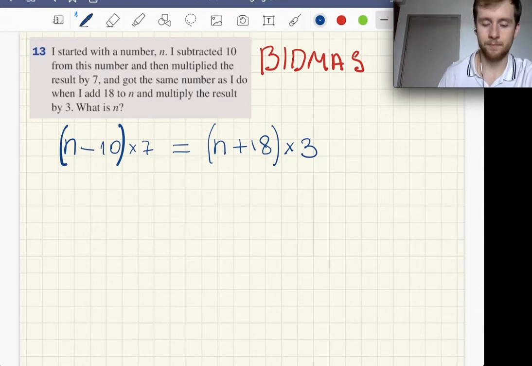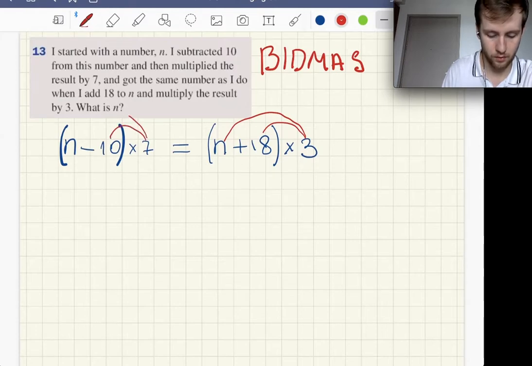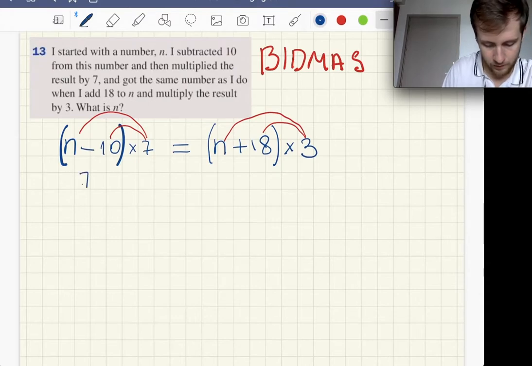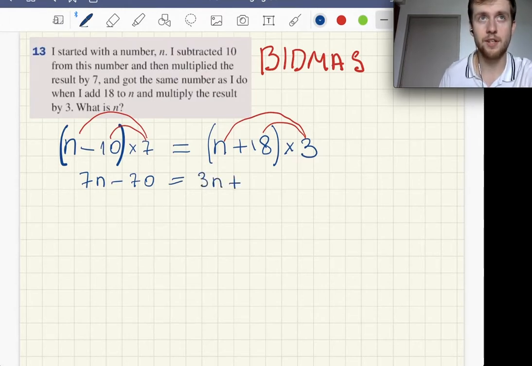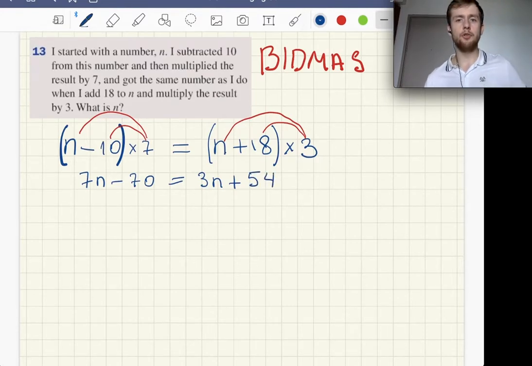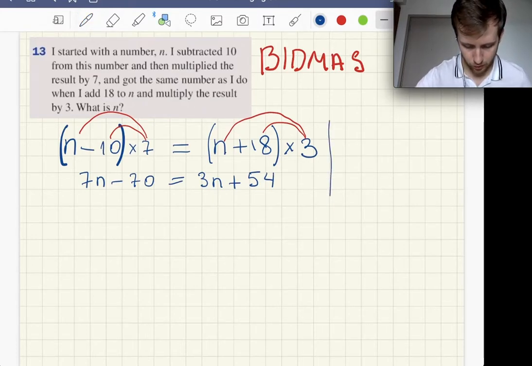Let's figure it out. So first we have to open the brackets. To open the brackets, we have to multiply everything inside the brackets by everything outside the brackets. Like this. So 7 times n is 7n minus 70 is equal to 3n plus 3 times 18, which is 54, right? 3n plus 54. Okay, how to do this kind of question? I think I can make a comment here.